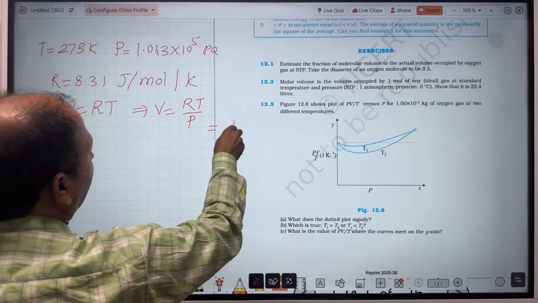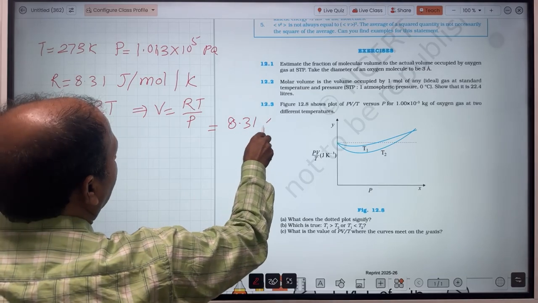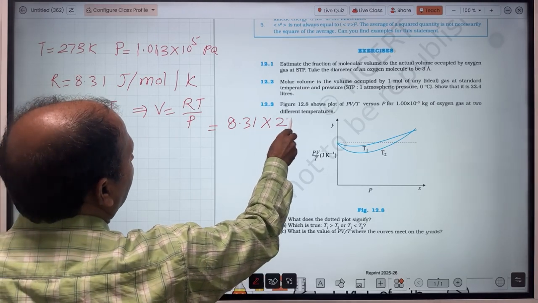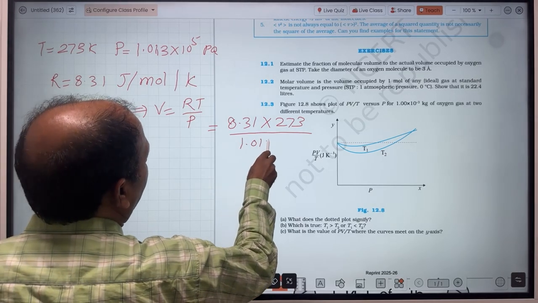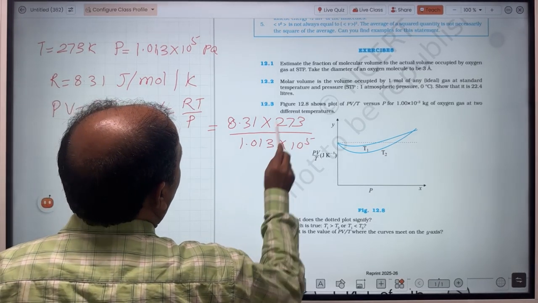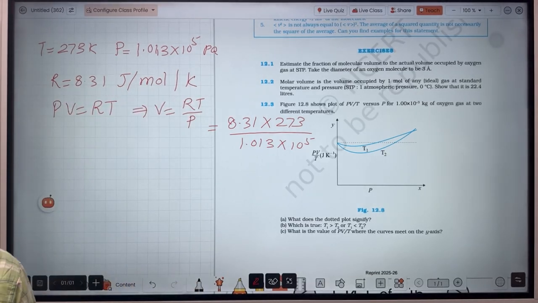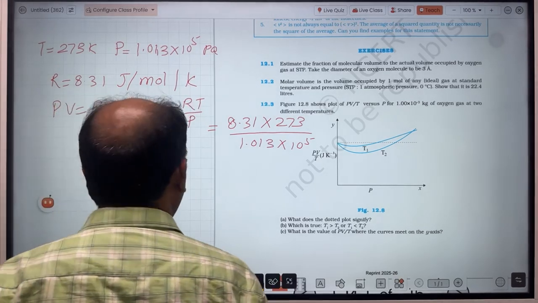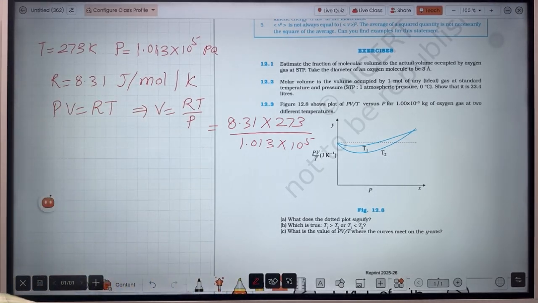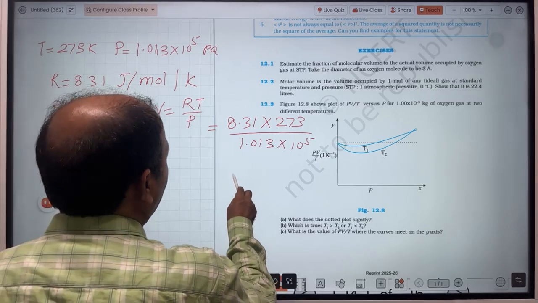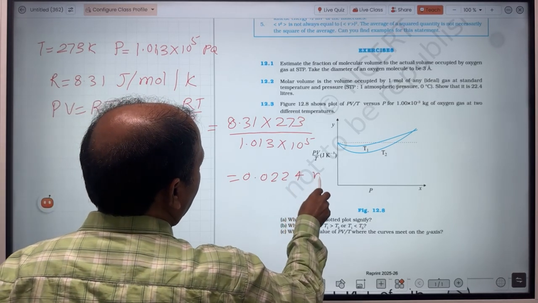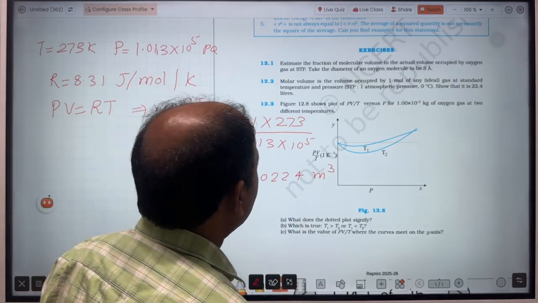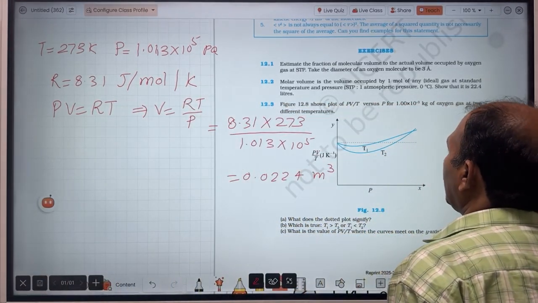We can put the values. R is 8.31 multiplied by temperature 273 Kelvin divided by pressure, which is 1.013 into 10 to the power 5. Now what is left is to evaluate. So if we evaluate it, this comes out to be 0.0224 meter cube.